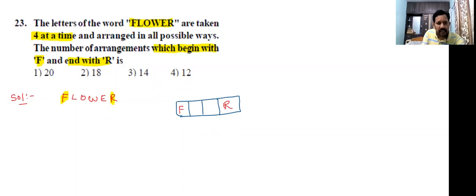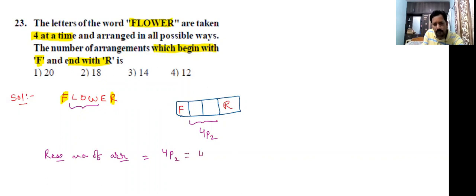Remaining, how many letters are there? 4 letters. 4 letters can be arranged in 2 places. That is 4P2 ways. So what is the answer? Required number of arrangements is equal to 4P2. 4P2 means 4 we can write decreasing 2 times, 4 into 3. That is 12 ways.